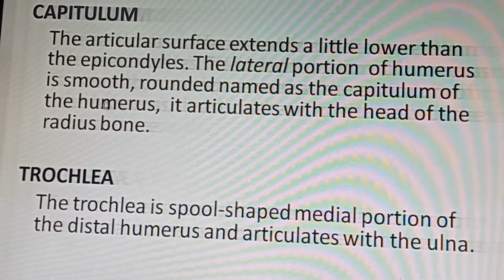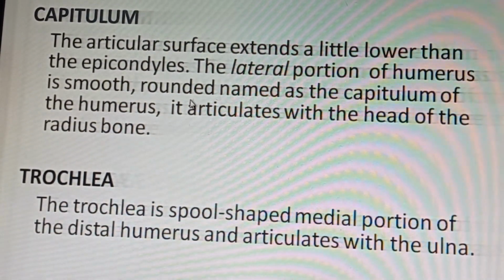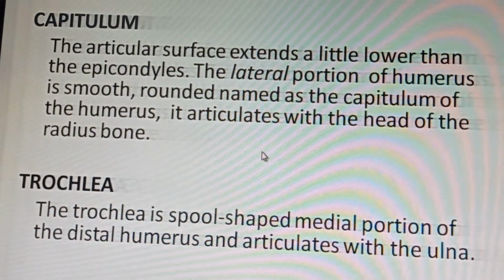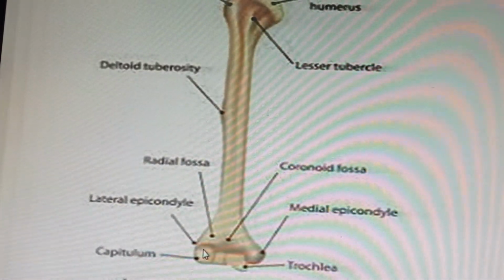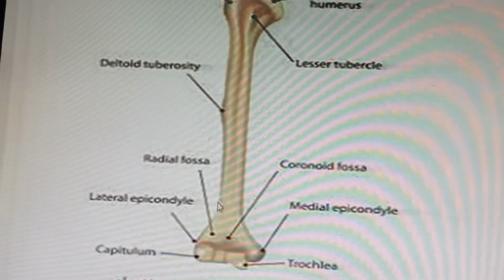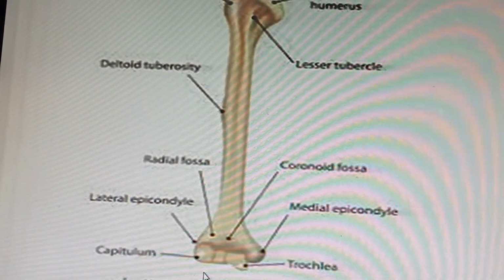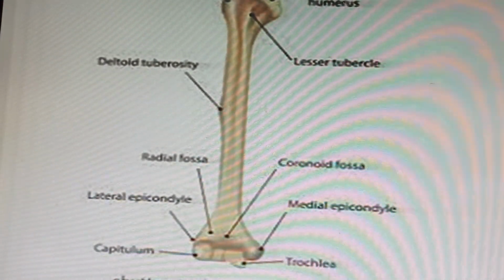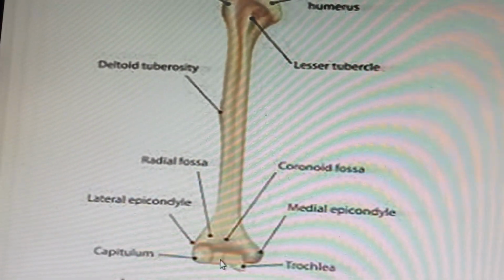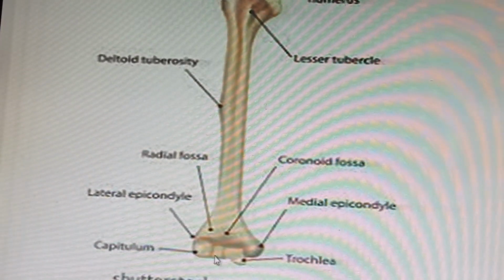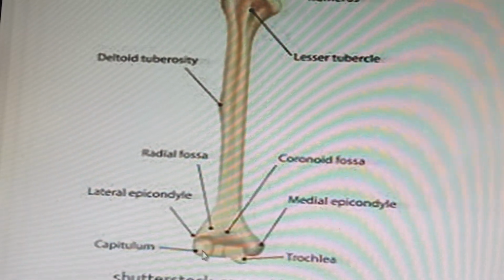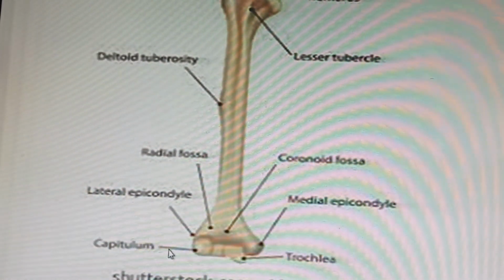The lateral portion of the humerus is smooth and rounded. It is named the capitulum of the humerus. It articulates with the head of the radius bone. The bones of the forearm are the radius and ulna, so this capitulum is attached with the radius bone. Now the next bone marking is the trochlea. This spoon-shaped bone marking is called the trochlea, and this round bone marking is called the capitulum.